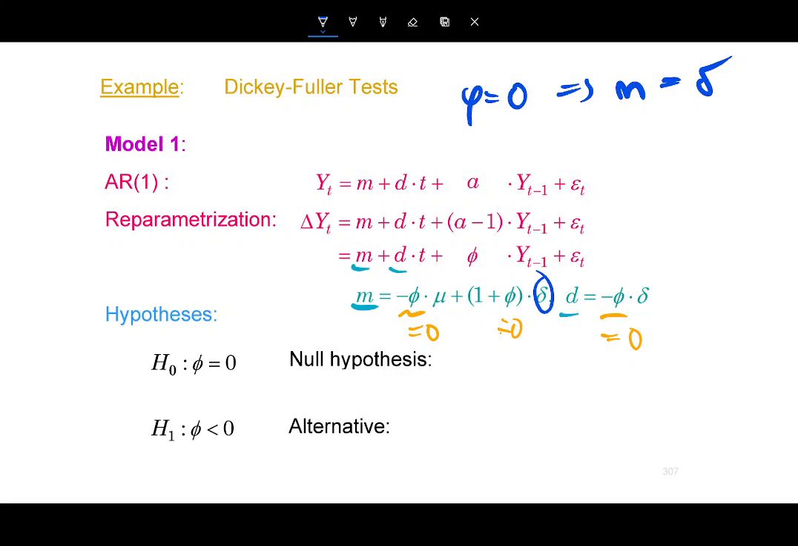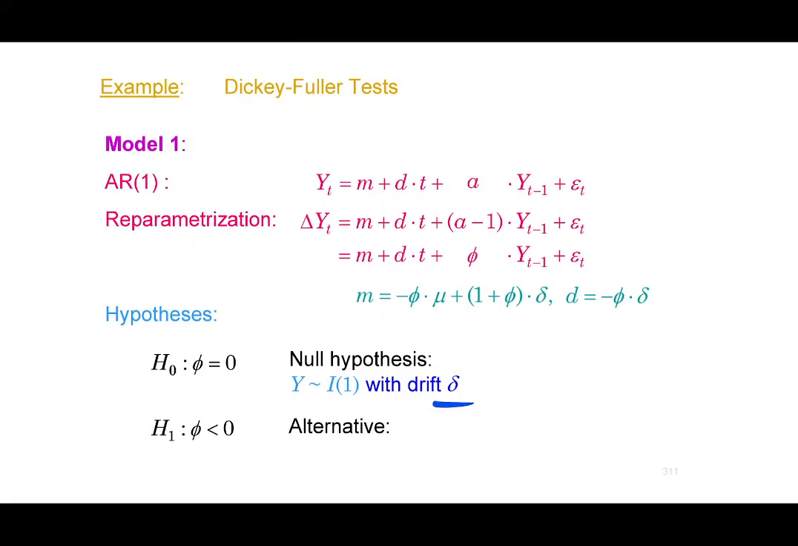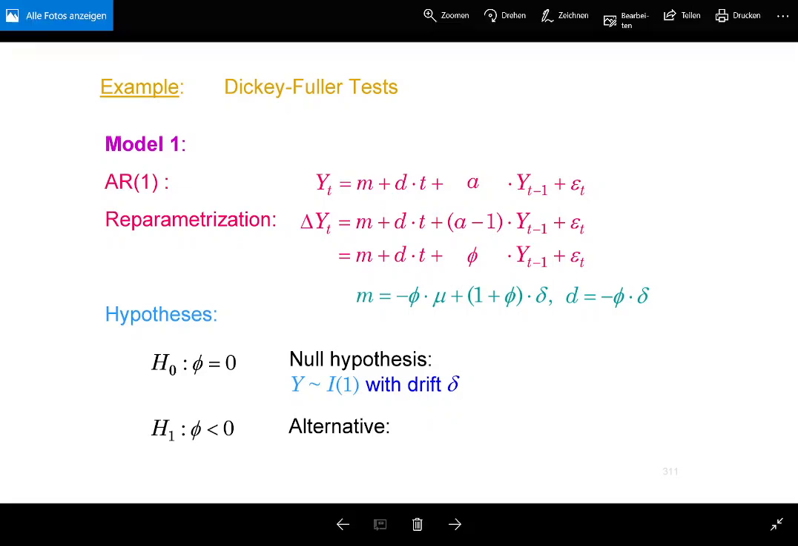Now, this means that under the null hypothesis, look up here, these things are 0, that is 0, and m becomes delta then, due to the reparameterization. And since if phi is equal to 0, then a is equal to 1, that is going to be a random walk with a drift, guys. That's going to be the null hypothesis. So this time it's going to have a drift, and the drift parameter is going to be delta. And that's it.